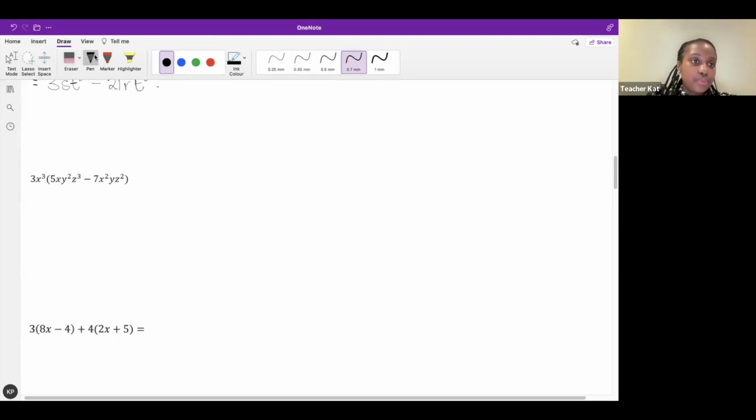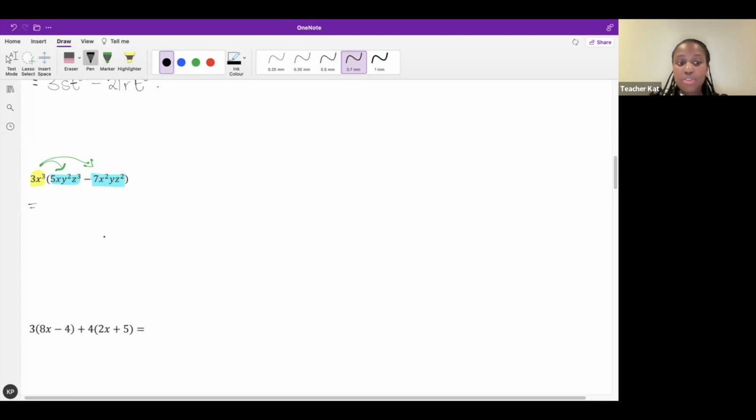Now, we have a little bit more complicated one here, but if you look carefully, it's still two terms inside the bracket, right? 5xy squared z cubed is one term, and 7x squared yz squared is the second term. And still multiplying it with one term, which is on the outside. So once again, we distribute, which means every term inside the bracket gets multiplied by the one that is outside. Once again, two positives, so we know it's a positive.